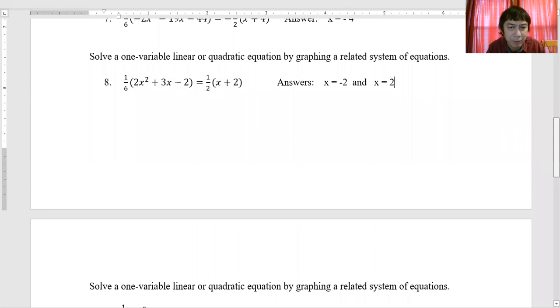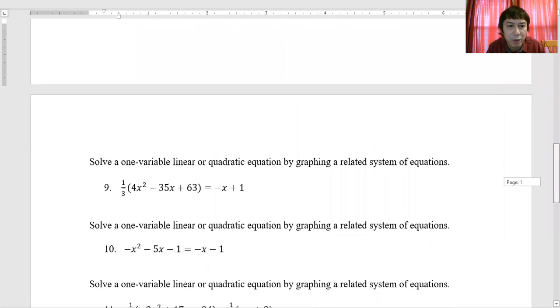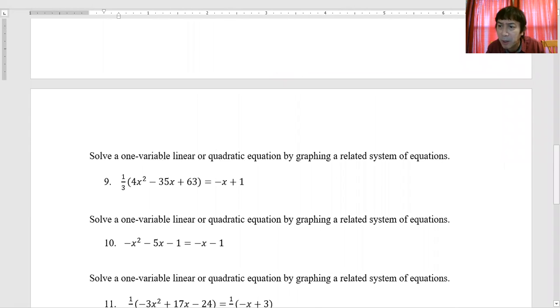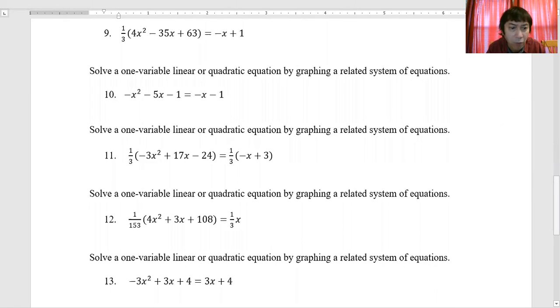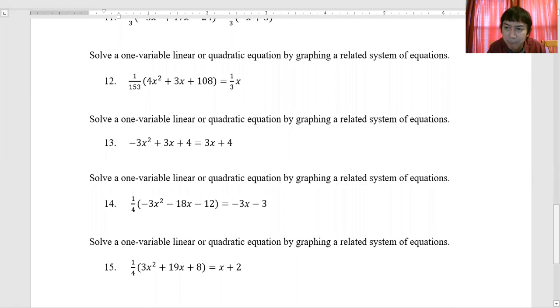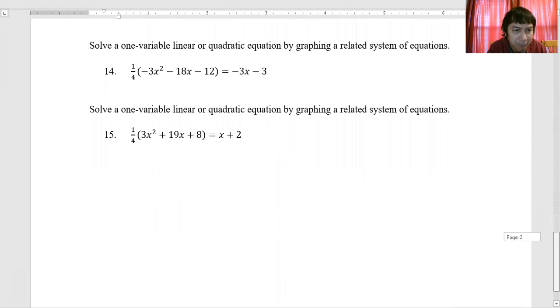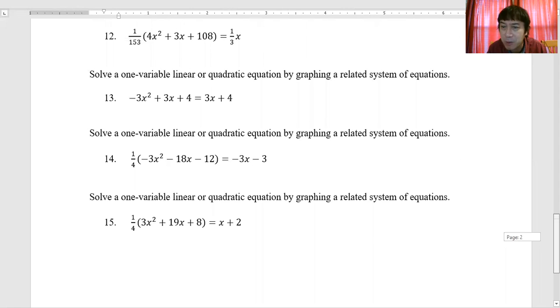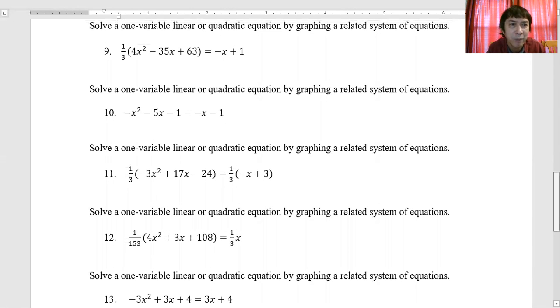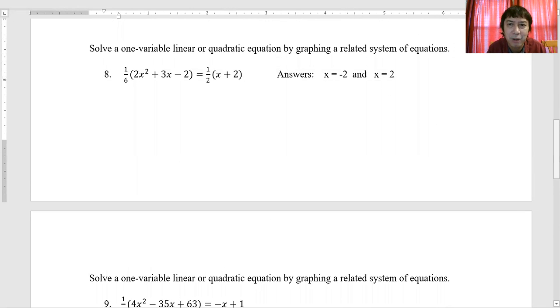Next. Let's continue with number 9. How many numbers do we have? I thought we have 10. How many do we need to answer? It's more than what I counted. It's about 15 numbers, and we shall finish all of them. I counted around 10, I think, but there are 15. Let's continue with number 9.